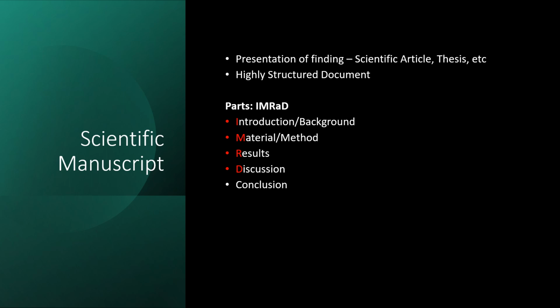What's common to most of them, especially when it comes to peer-reviewed articles, is an acronym called IMRAD. So basically, IMRAD is: you have an introduction or background as the first part of your article, and then you have your material and methods section, your results and discussion, and eventually your conclusion at the end.